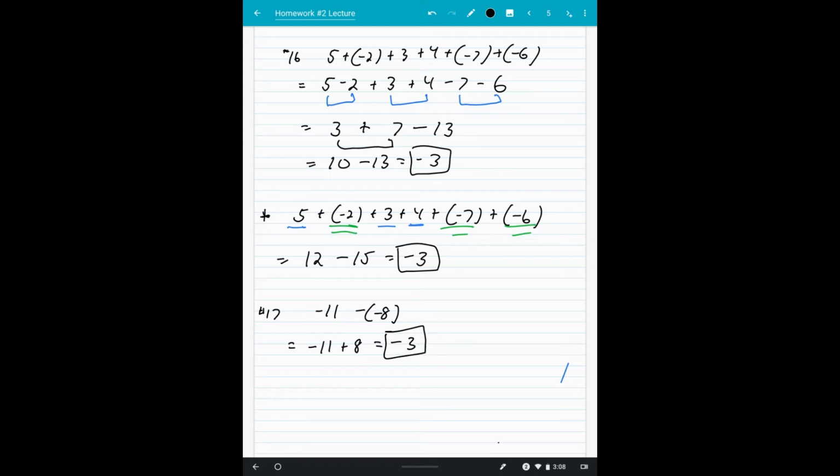What about if we have, let's say, I'll make up another one. Let's say we have 4 minus negative 12. Again, change the minus and the negative. We can change it to a positive. That then becomes 16.